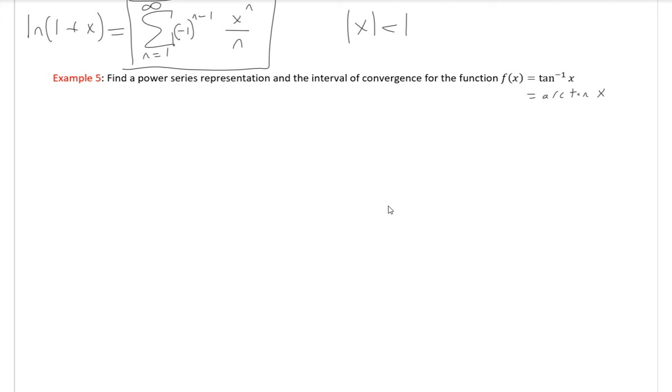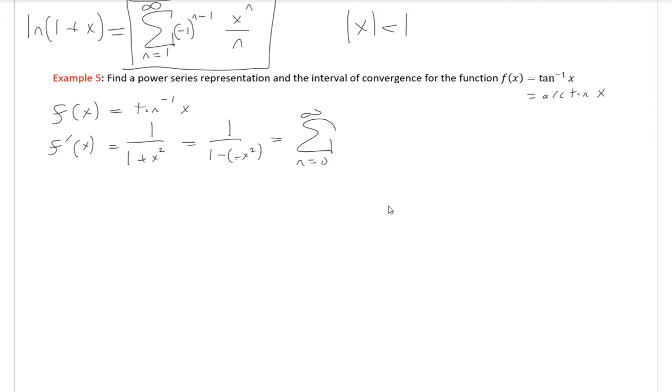Okay, well, arctan of x, we're pretty familiar with that. We've seen that show up a decent amount of times in integrals up to this point. We know that if you take the integral of 1 over 1 plus x squared, you get the arctan of x. So therefore, we also know that if the function is tan inverse x, the derivative of that is 1 over 1 plus x squared. Or 1 over 1 minus negative x squared. Or, as a summation, from n equals 0 to infinity, we have 1 as a, and then my ratio r is negative x squared to the n power.